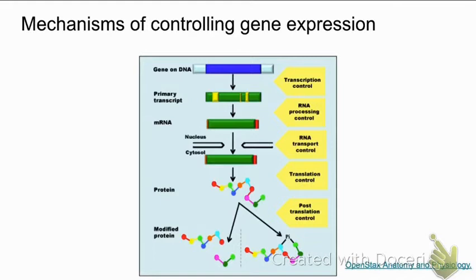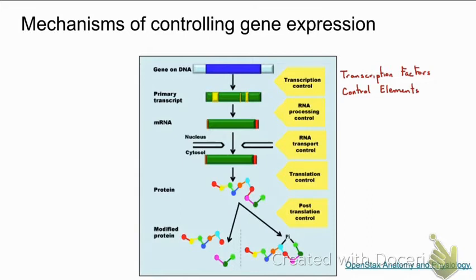Now, there are a number of steps in this model where gene expression can be regulated. For example, we talked a little bit with the lac operon as an example of how transcription can be controlled. We're going to come back to this idea in our next video. But transcription factors and control elements are the major role players in controlling the actual transcription of a pre-mRNA.